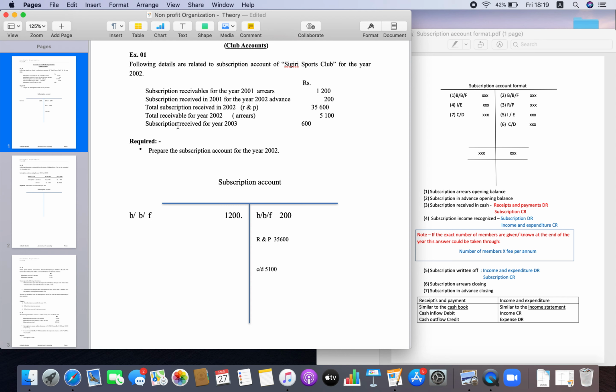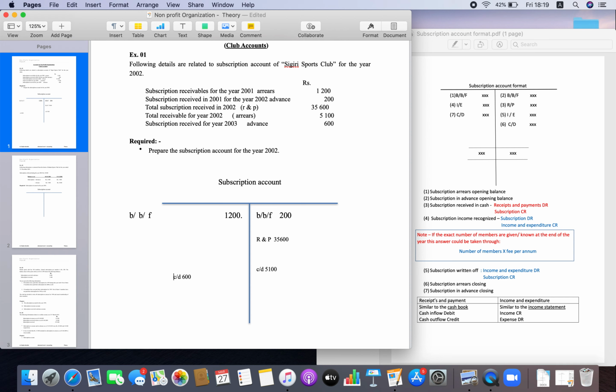Okay, then guys, last one, subscription received for 2003. Now remember, we are doing this account for 2002. So there are some members who have paid for the next year. So generally when they pay for the next year, you receive money early. So therefore it's subscription received in advance, right? We already have an advance opening. So therefore guys, this is now our advance closing balance. So when you look at the format, advance closing now comes on debit side, right? So you mark over there, right? Carry it down. That's 600.